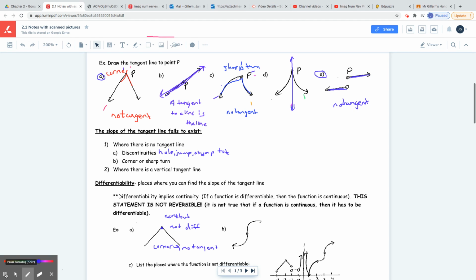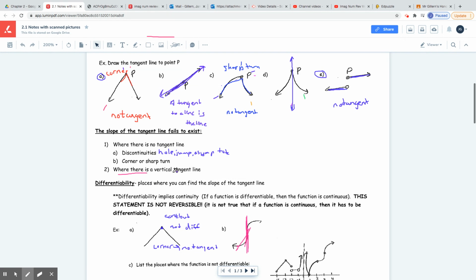If we look at example B, this is a continuous function. But let's look at the tangent. As I get closer to this little S curve here, there's a line here, a line there, and there. You see how it's becoming a vertical line? And the same thing is happening on the right side. So the tangent of this is a vertical line.